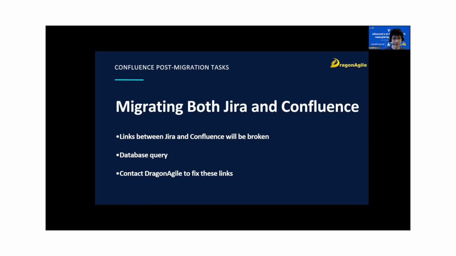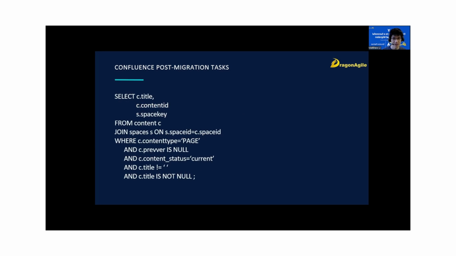If you're migrating both Jira and Confluence, URL links between these two products will be broken since the URLs still correspond to the old server URLs, and you can contact Dragon Agile to fix these links. We will confirm that the Jira macro repair tool was run before guiding you to fix these links, and we will need the mapping of page IDs from the Confluence server, which can be fetched with a Confluence database query. The query will look something like this, and this will allow us to fix all the broken links for you.